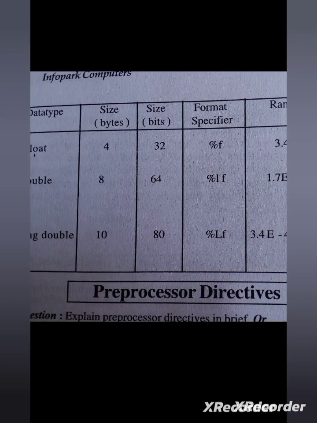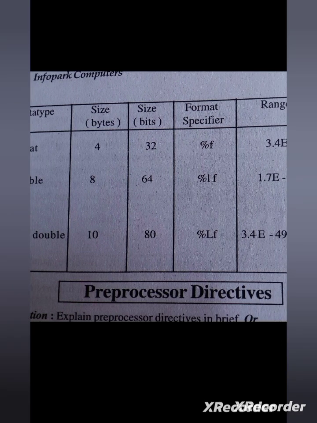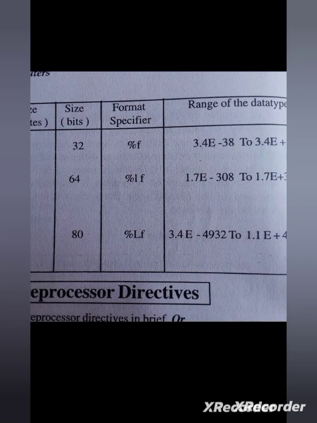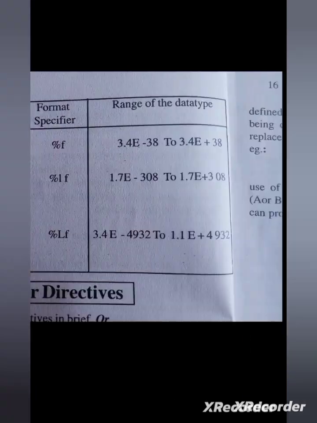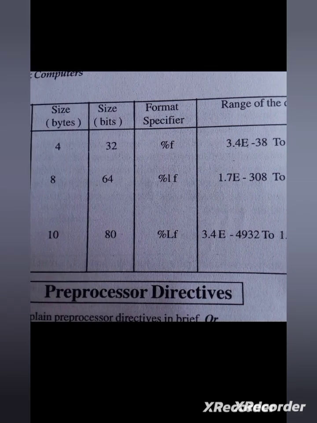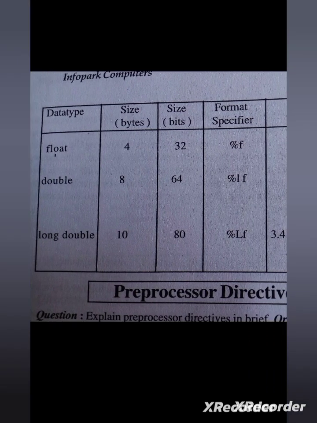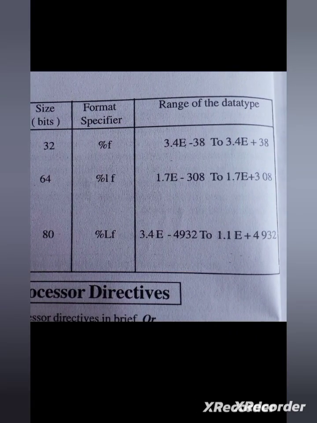The last one is the long double, which needs 10 bytes of memory and which is 80 bits. It is specified with the format specifier %Lf, and the range is 3.4e raised to -4932 to 1.1e raised to +4932. This was all about the variables, the memory needed to store the variables, the format specifier, and the range of the values of the variables.